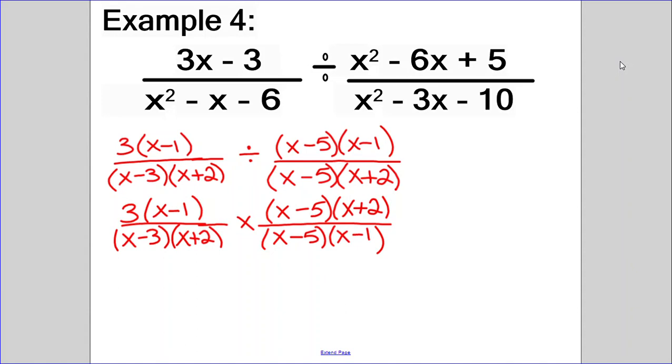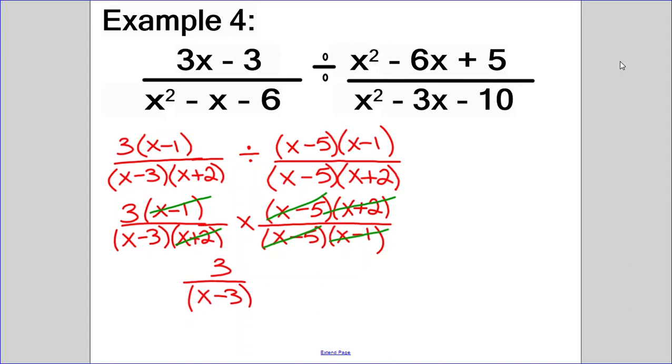Now I'm going to go through that canceling step where I'm looking for things that I can factor out or common factor. The x minus 5s will common factor out, reduce to 1. And same thing with the x plus 2s, they look like they cancel out. And the x minus 1s also cancel out. So a lot of things reduce here. So simplifying this, I'd have a 3 on the top and an x minus 3 on the bottom. Everything else will cancel out.